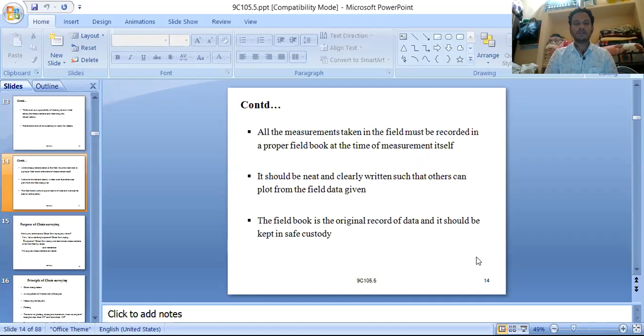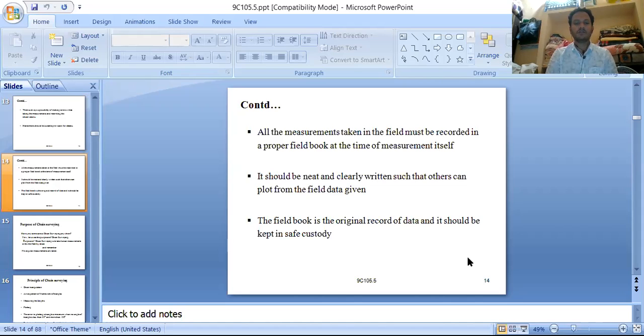All the measurements taken in the field must be recorded in a proper field book at the time of measurement itself. Some people may say that they will record later. First, we will take the measurement, due to which there is a possibility of forgetting the readings, and there is a possibility of wrong entries. So at the time of measurement itself, we have to enter the readings in the field book, which is very essential.